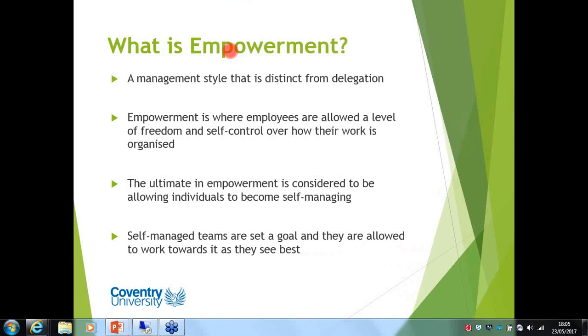So what is empowerment? Now, it's quite important, I think, to explain that this is a management style that's very distinct from delegation. And if you are delegating, then you are assigning a responsibility to others in the workplace, normally somebody who's in a subordinate position to you. And it does not require necessarily empowerment or participation from the employee.